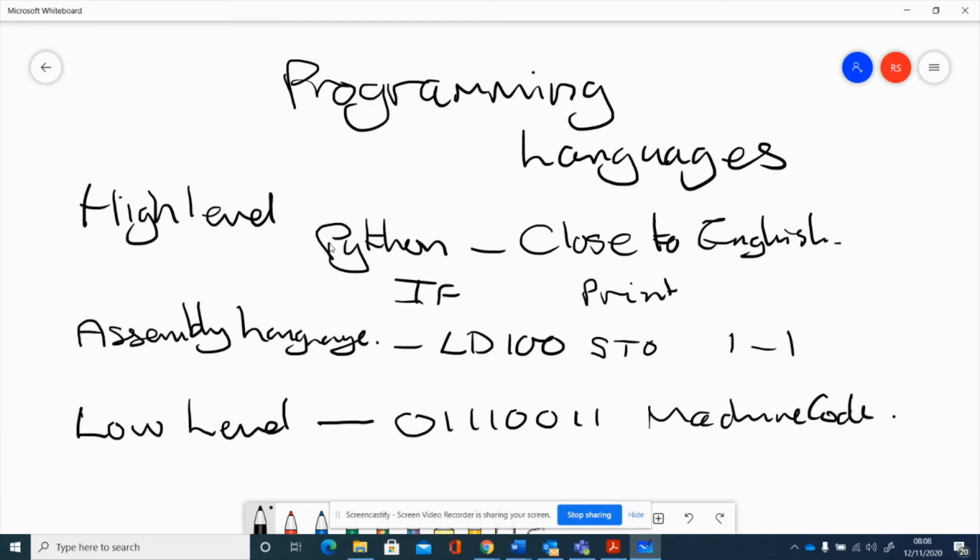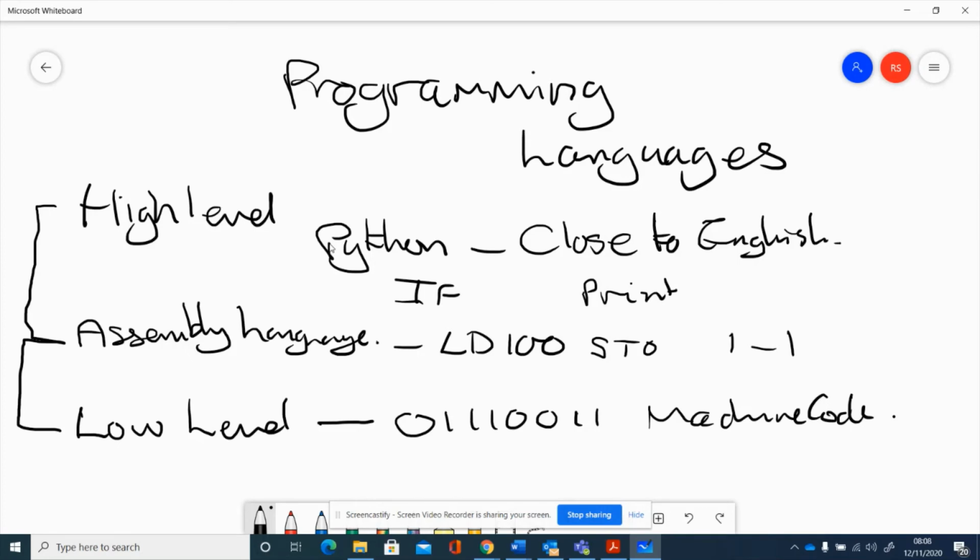So the levels of programming language need either some kind of translator. So the next thing we're going to look at is translators. But before we could really do that properly, you have to think about the fact that there are these different levels of programming language, high level to low level.